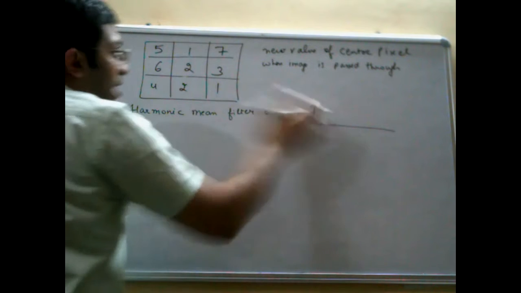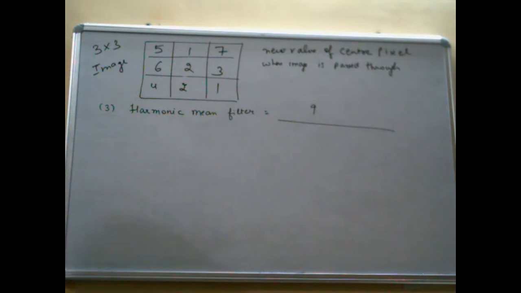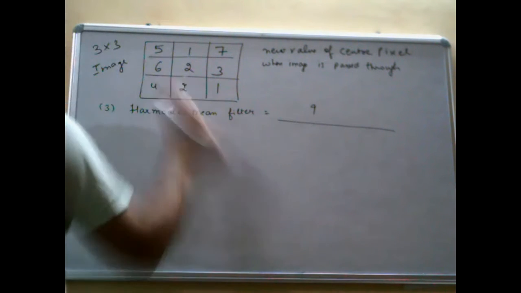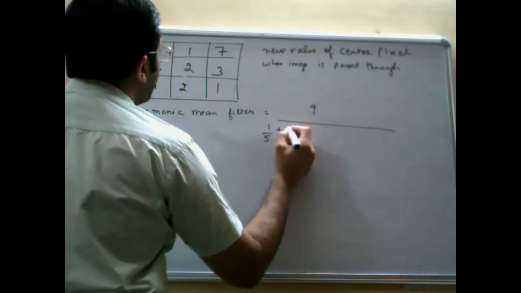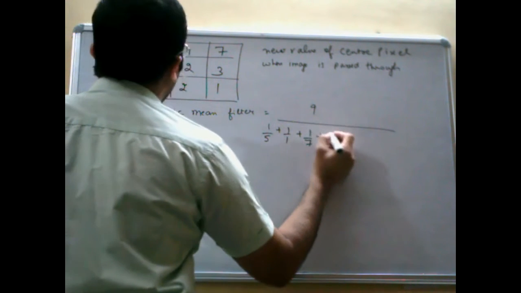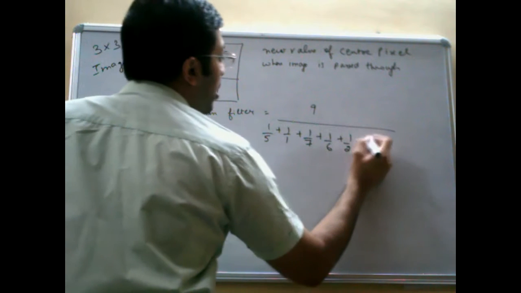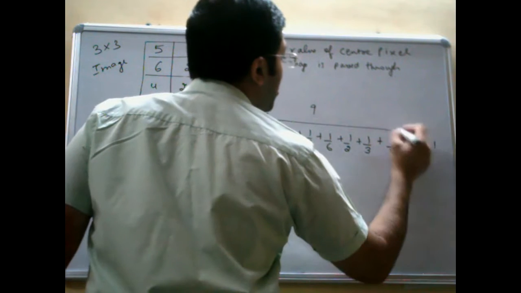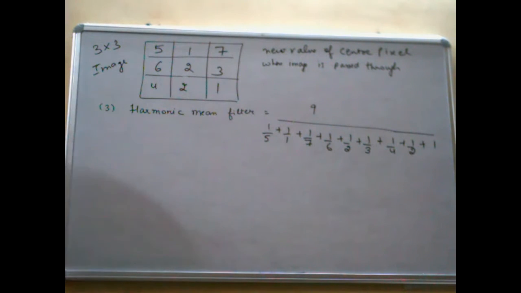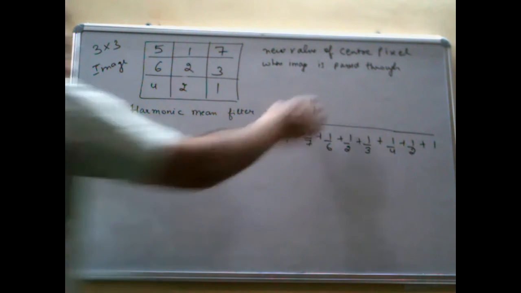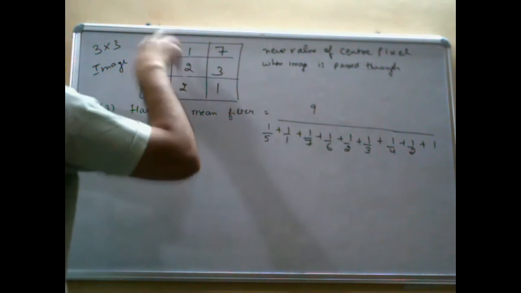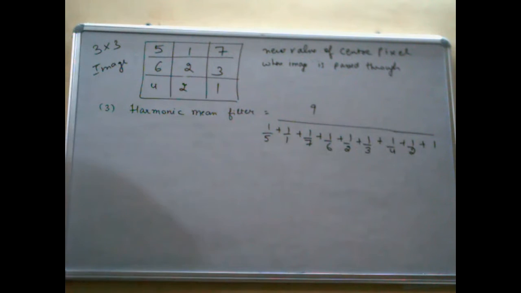You have to remember this. 9 is the total number of pixels. If it is a 3 cross 3 window, it will be 9. If it is a 5 cross 5 window, it will be 25. Then in the denominator, you will take the reciprocal of all the values and add. So total number of pixels, 3 cross 3, that is 9, divided by the reciprocal of all the values and their addition.